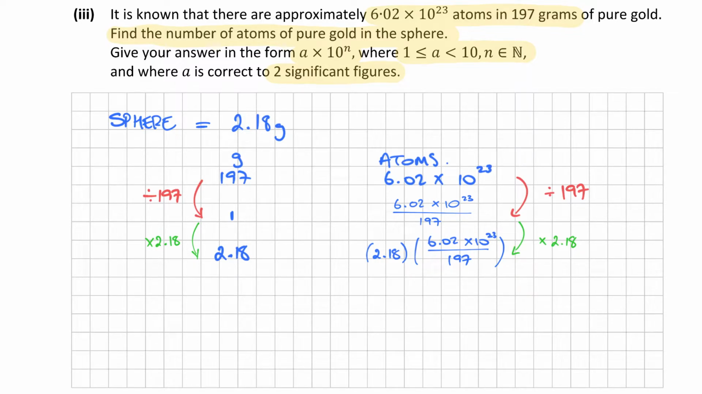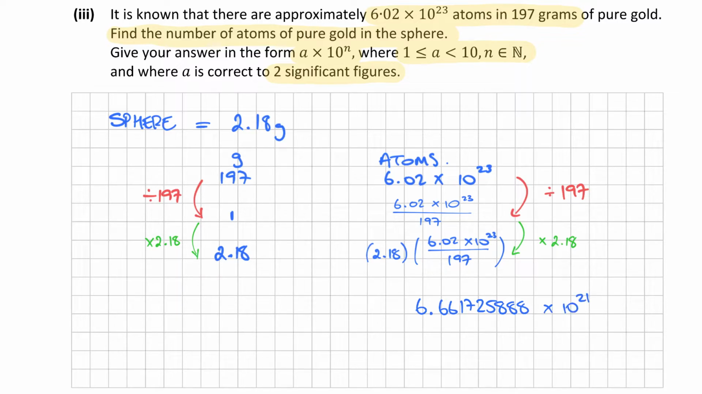So if we type that into the calculator, we'll get an answer of 6.66. Okay, so this here turns into 6.6617258888 all multiplied by 10 to the power 21.